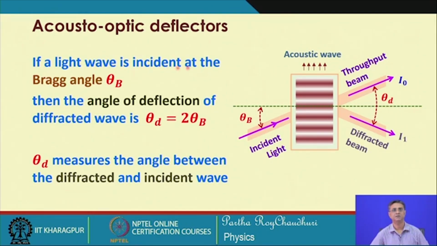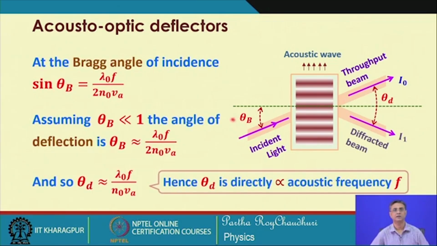If a light wave is incident at the Bragg angle, then the angle of deflection will be theta d. We call this theta d, which is equal to twice the Bragg angle. This we have seen repeatedly, and therefore this delta theta measures the angle between the diffracted and the incident wave, which is very clear. If you have an incident angle theta b, the Bragg angle, then the deflected angle will be theta d, which is just twice the Bragg angle.